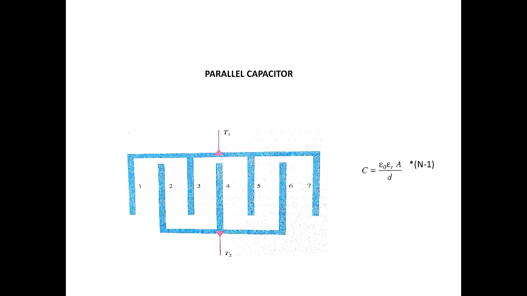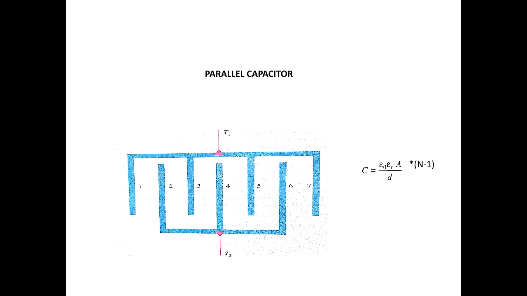4 and 5 will act as another capacitance. So 5 and 6 will act as another capacitance. 6 and 7 will act as another. So now if we have 7 plates, then we have got 6 capacitors. Now the value of total capacitance equals epsilon naught epsilon r A by d into (N minus 1).